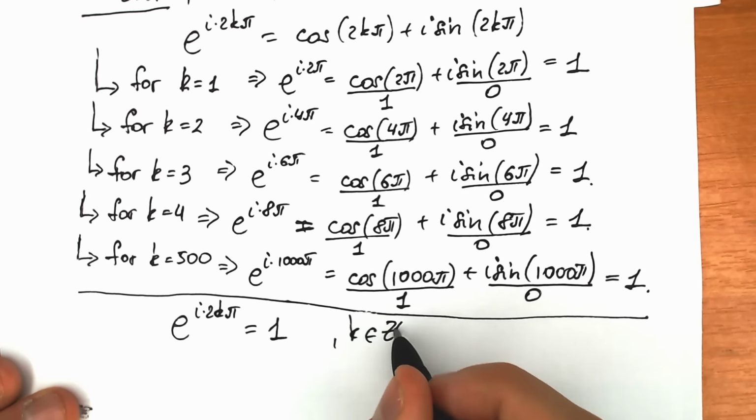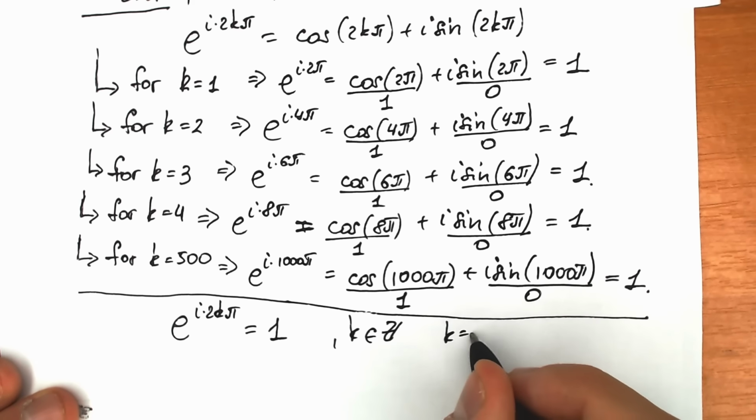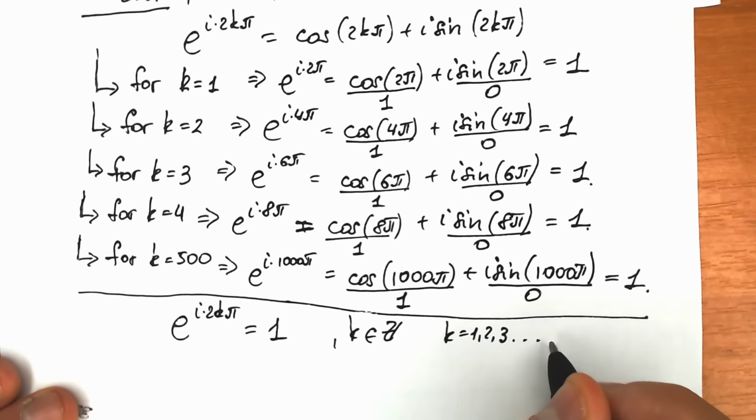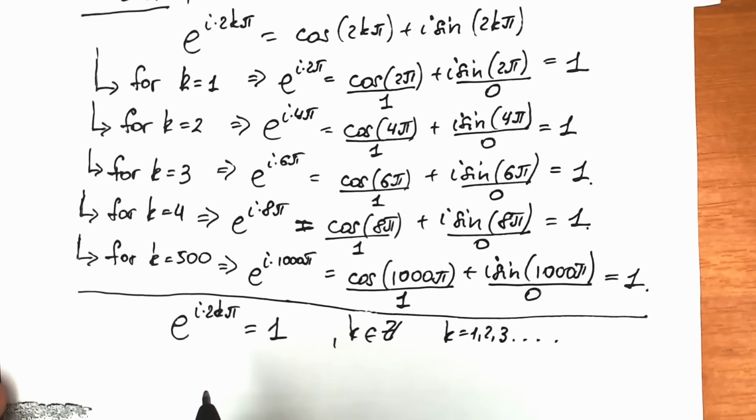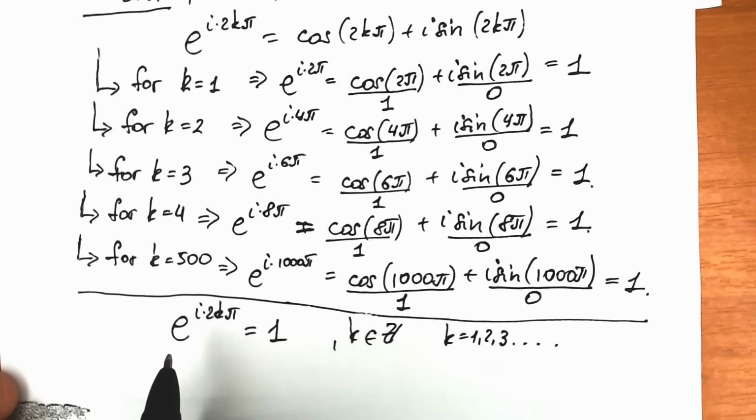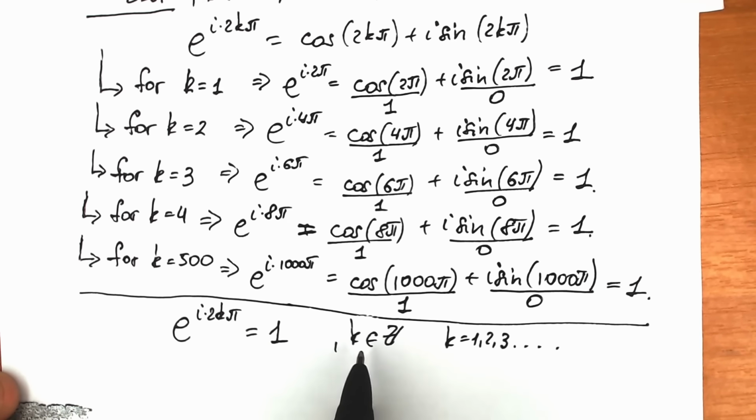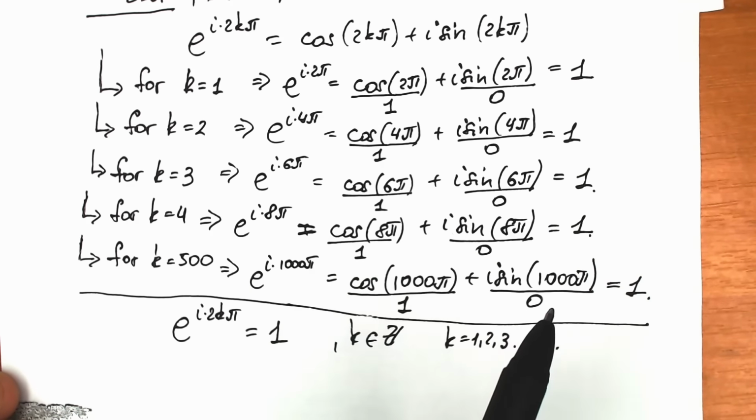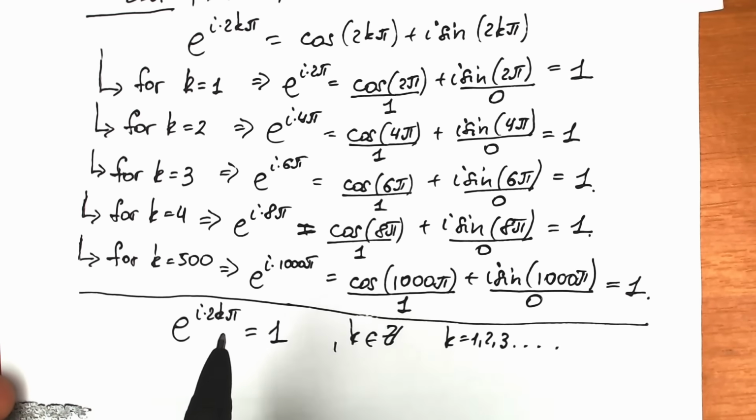Okay, k is an integer: k equals 1, 2, 3, and a lot of these values. So right now, I hope you understand this step. This expression equals 1 when k is an integer. We proved it before a lot of times. And right now, let's go back to our question.